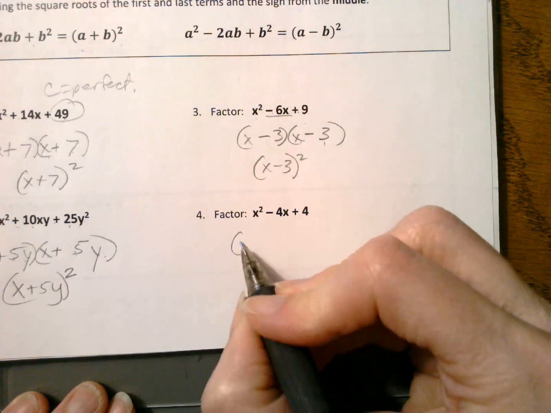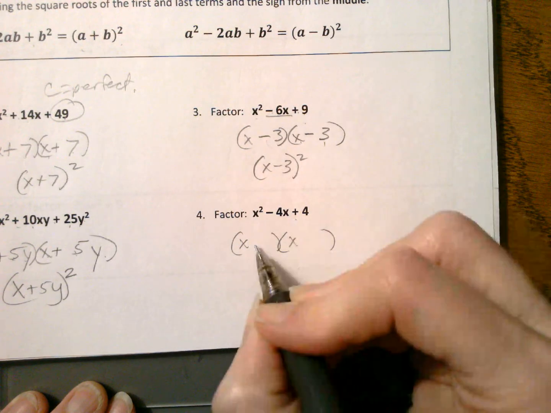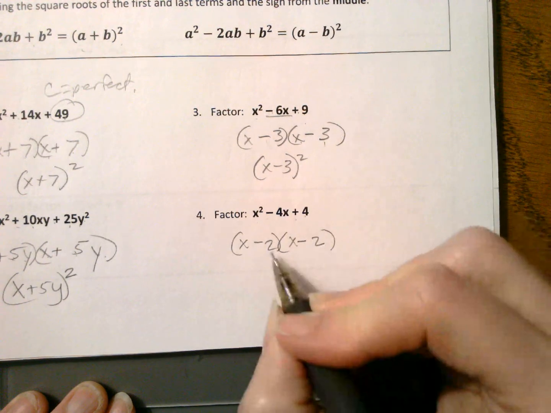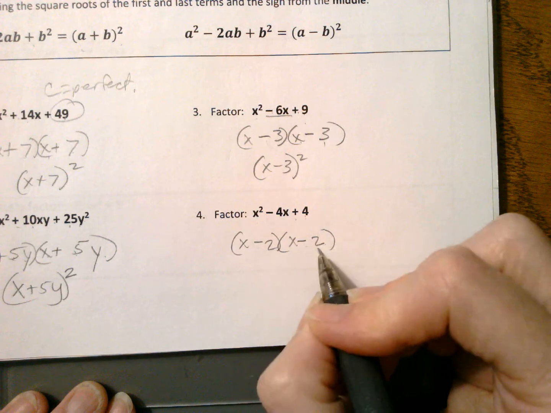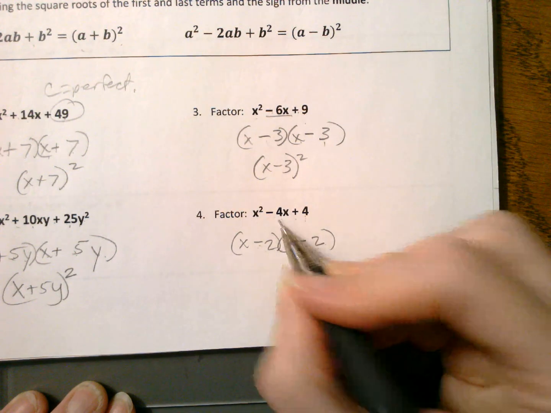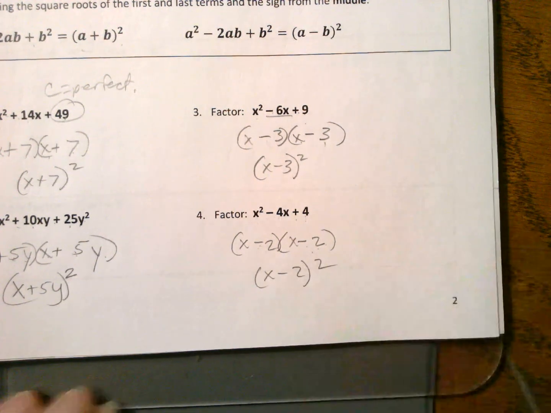Last one, X minus plus is a double minus. Perfect square, a 2 and a 2. 2 times 2 is a 4. A negative 2 times a negative 2 is a 4. And a negative 2 plus a negative 2 is a negative 4. So this answer is this squared.